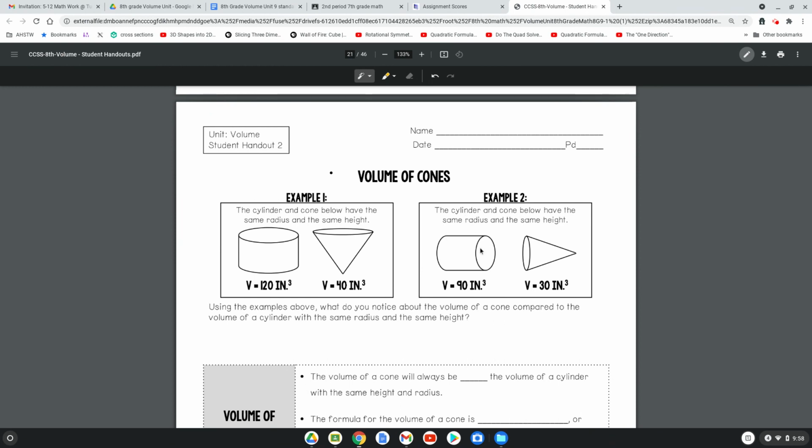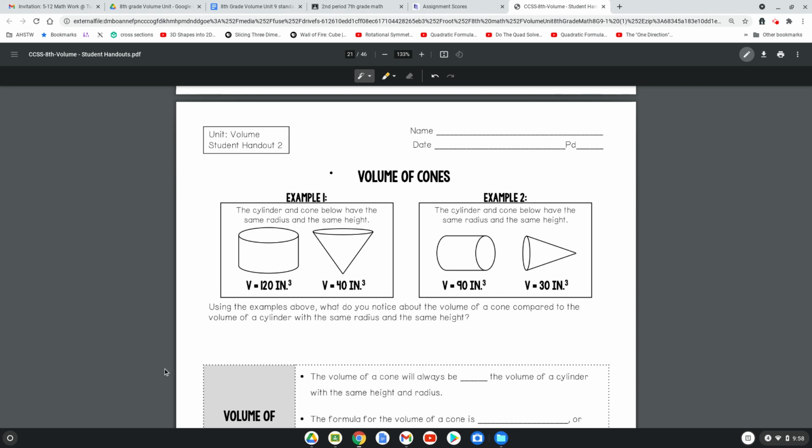Example 2, same thing. They're telling us the radius is the same and the height is the same. And this one has 90 inches cubed and this one is 30 inches cubed. So what do you notice about the volume of the cone compared to the volume of the cylinder when they have the same radius and the same height? So pause it and think about it for a little bit.